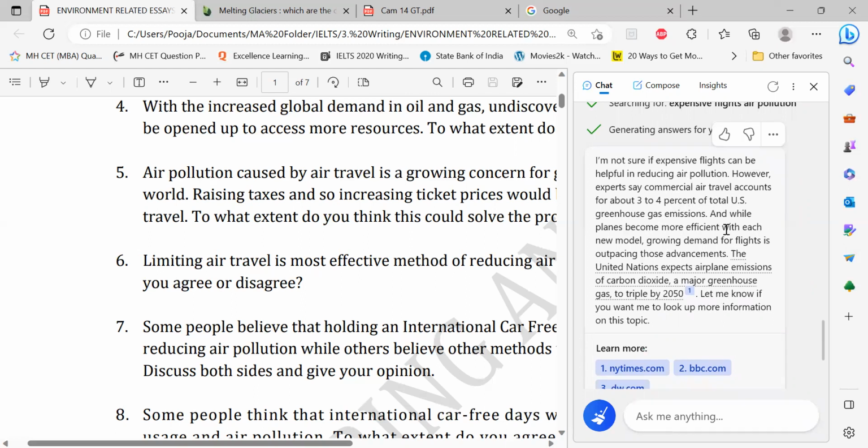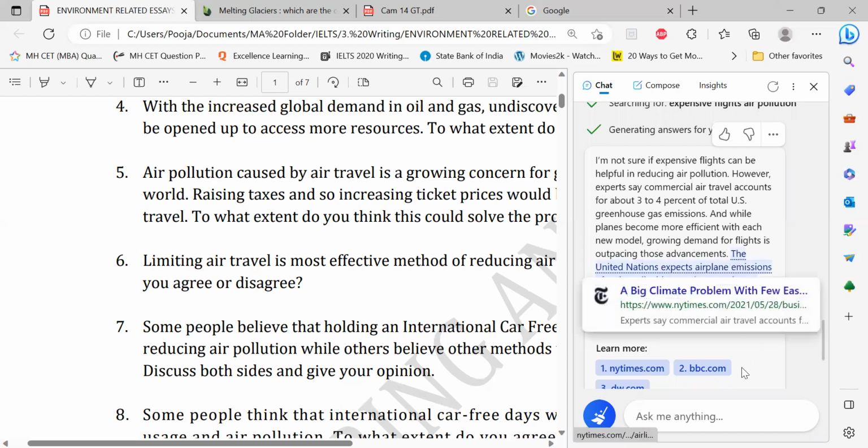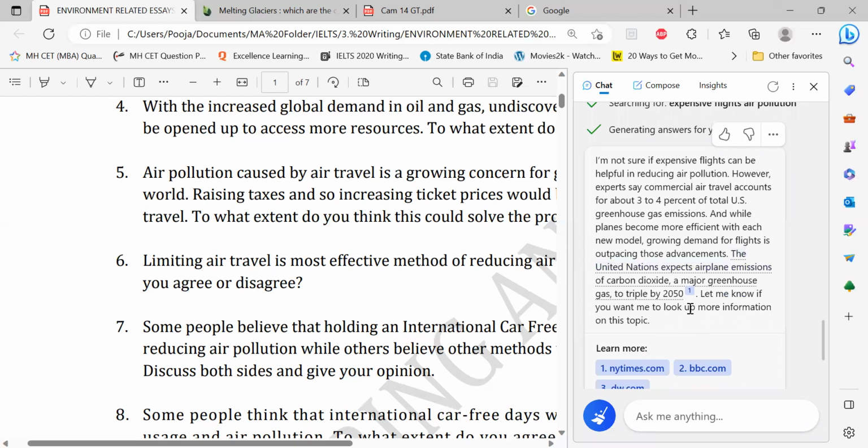And while planes become more efficient with each new model, with the advanced technology, growing demand for flights is outpacing those advancements. So the United Nations expects airplane emissions to triple by 2050. Okay. So few pieces can be used to make it sound positive, few pieces can be used to make it sound negative. You can increase the statistics and say 30 to 40% of overall in the world, not US.